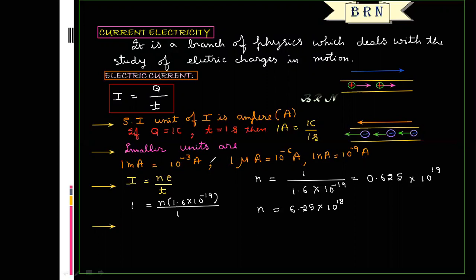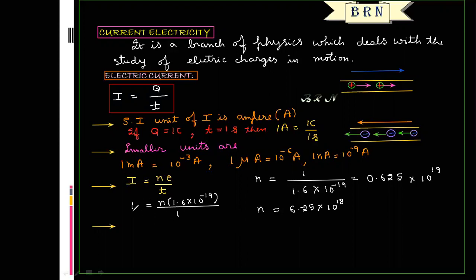So how many electrons flow through any cross section of a metallic conductor per second to cause a current of 1 milliampere? In that case, what is the value of I? 10 power minus 3, right? So here, 10 power 19 into 10 power minus 3, and here, 10 power 18 into 10 power minus 3. That means 6.25 into 10 power 15 electrons flow through any cross section of a metallic conductor per second, and that will cause a current of exactly 10 power minus 3 ampere, that is, 1 milliampere.